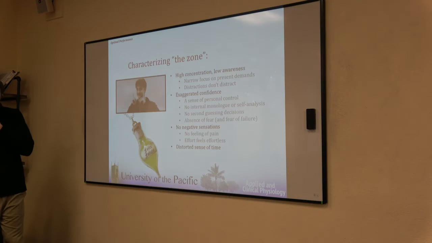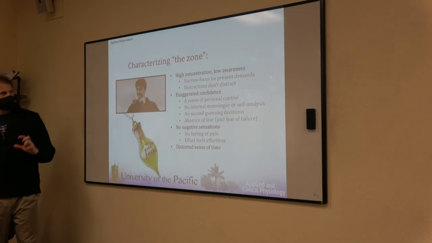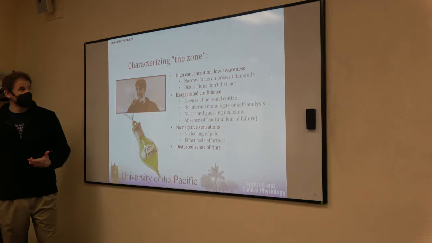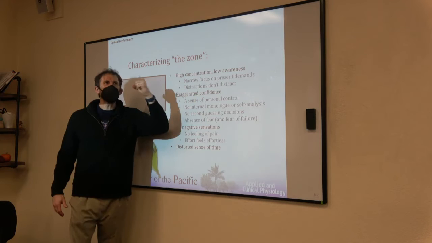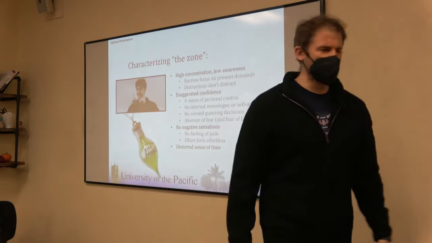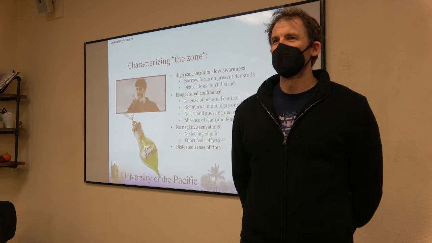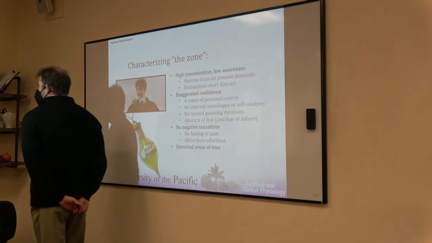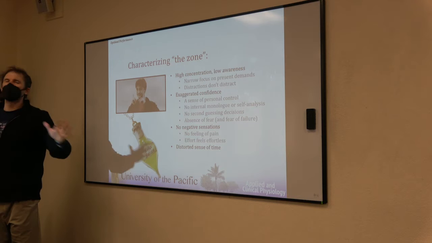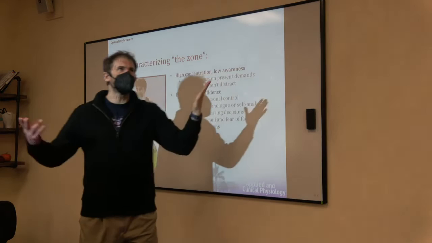That's part of the zone or part of flow, is getting this high concentration, low awareness. Having this narrow focus, right? The people at the slot machines, maybe they're not as focused as Michael Jordan while he's in the air, or whatever the contemporary example is. LeBron James, whose eyes are on the basket and he's charging it. A rhino could be running at him, the little horn charging, and he's still going to get the ball in the hoop. He doesn't even notice the stampeding of rhinos, he's not even going to hear.